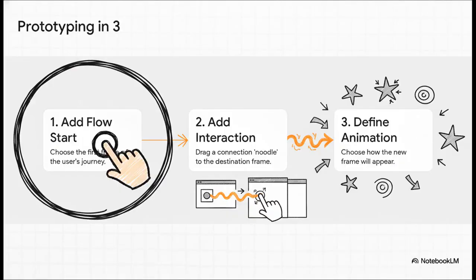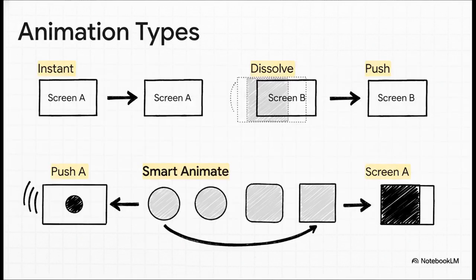First, you just tell Figma, hey, this is the screen where the user starts. Then you literally click on a button and drag this little connection line, everybody calls it a noodle, over to the screen you want it to go to. And finally, you just pick how you want that new screen to appear. That's it. You've got tons of options, from a simple instant switch to a nice dissolve or a push.